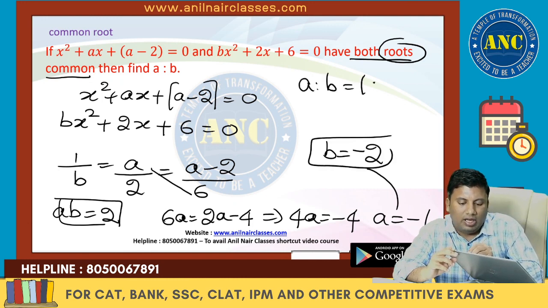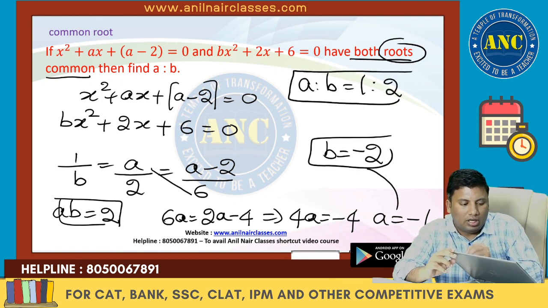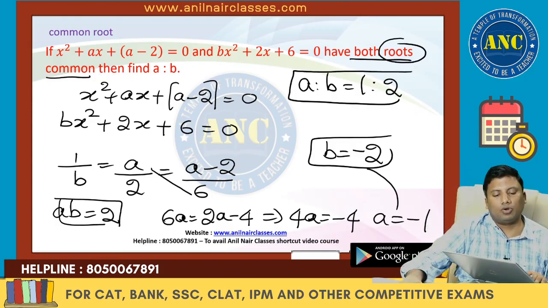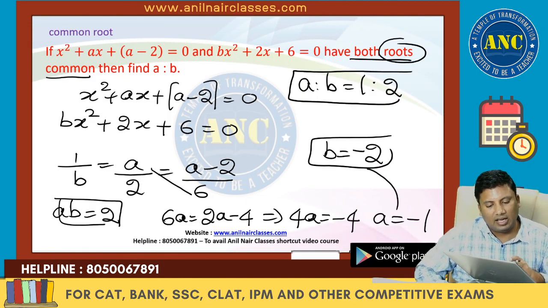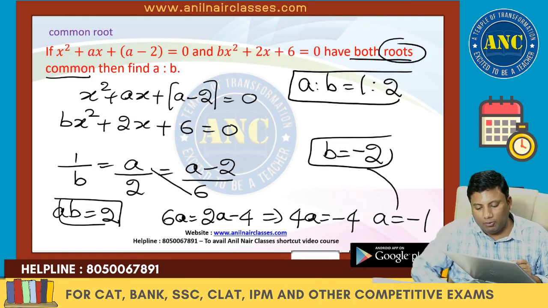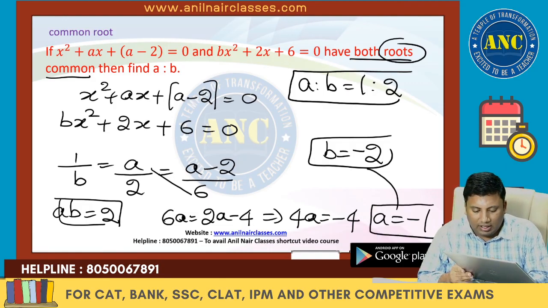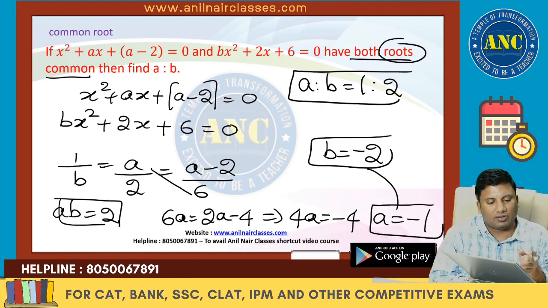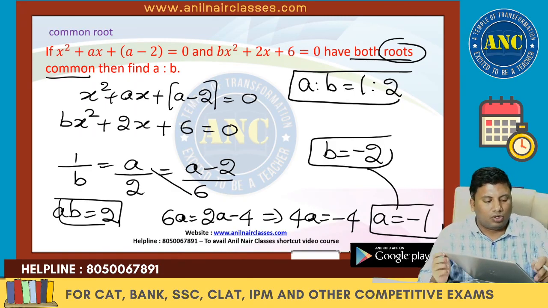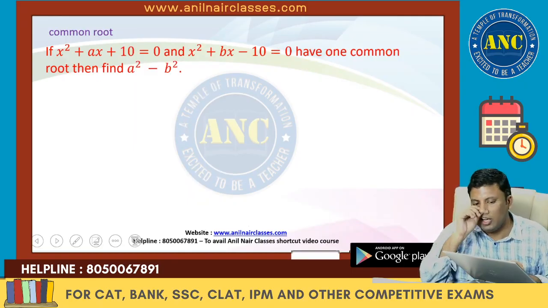a is to b is 1 is to 2. I hope the idea is clear. 6a equivalent to 2a minus 4. 4a equivalent to minus 4. a is nothing but minus 1. If a is minus 1, ab equivalent to 2. All the questions are based on common root.